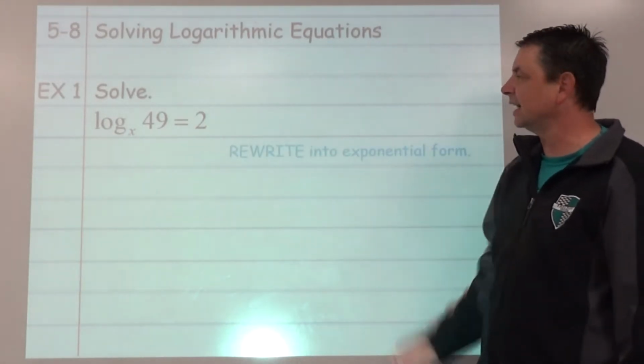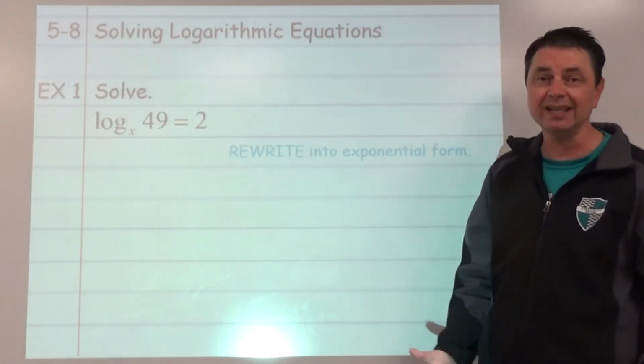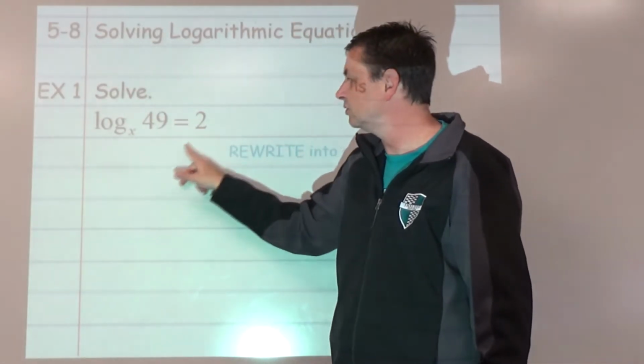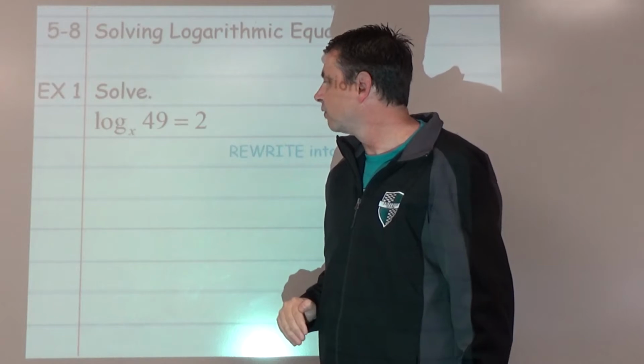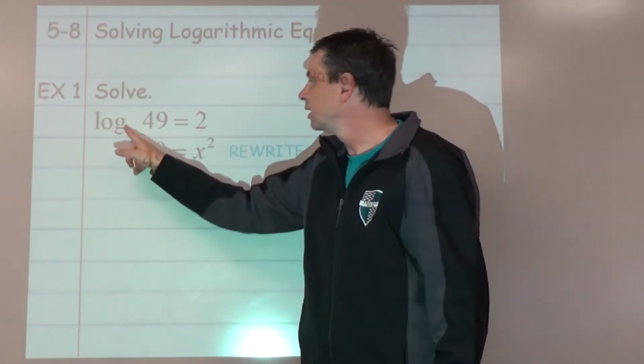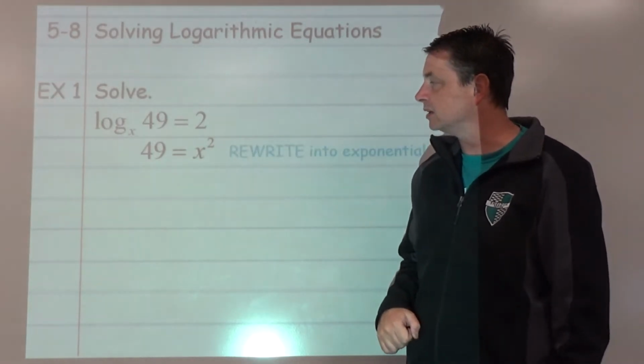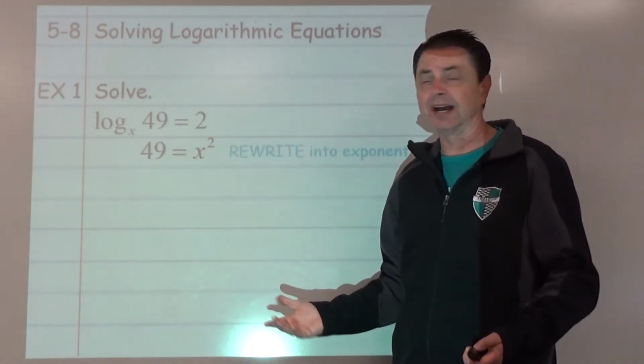Rewrite into exponential form means move the base. Log disappears. Here's our base. It's going to move to the other side. So we would say 49 equals x, the base, bumps up the 2 to be the exponent, and then we're going to solve that.